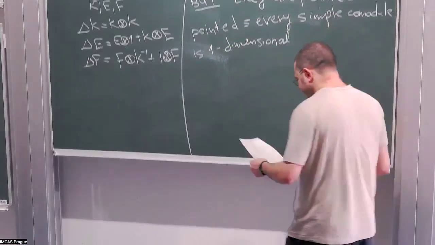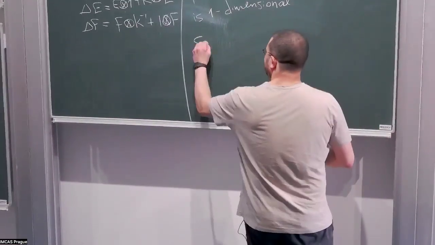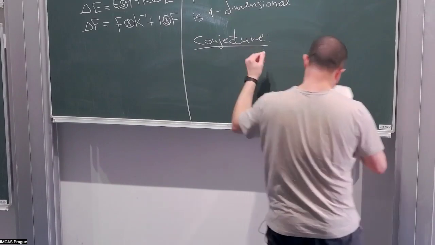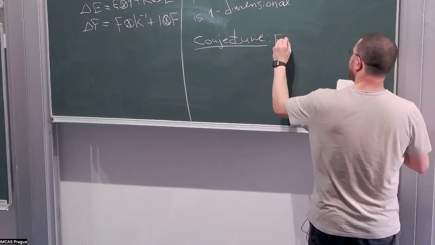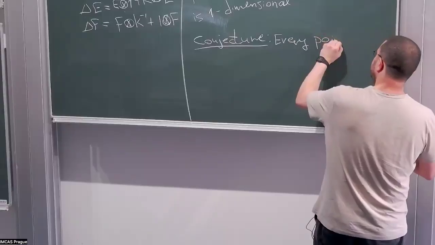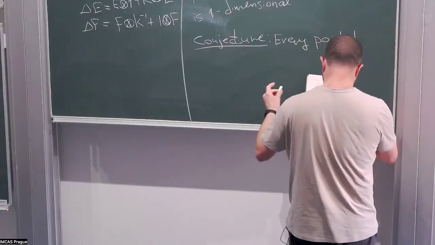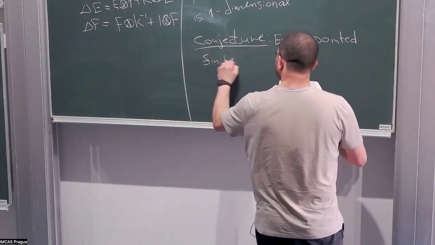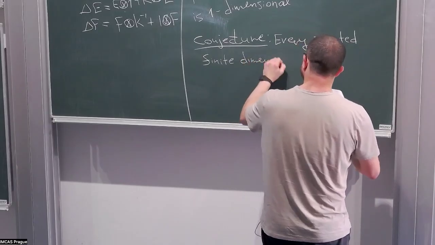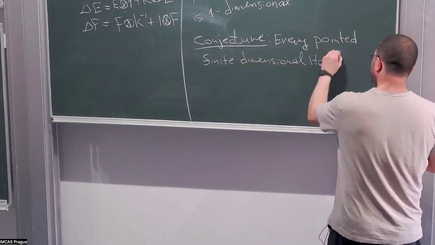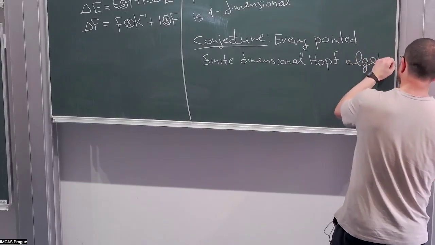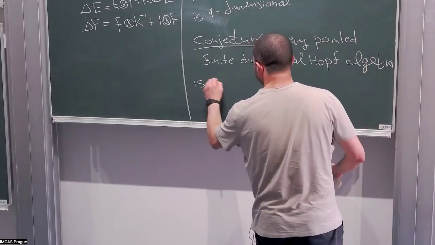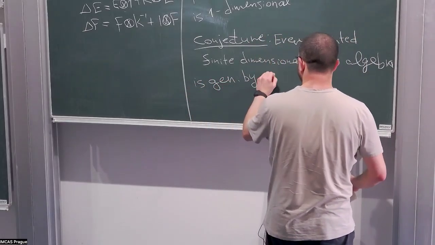So here is one very serious open conjecture that we have in this area: that every pointed finite dimensional Hopf algebra is generated by group-likes and skew primitives.